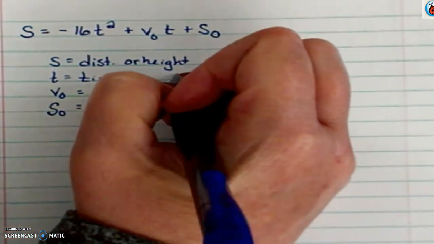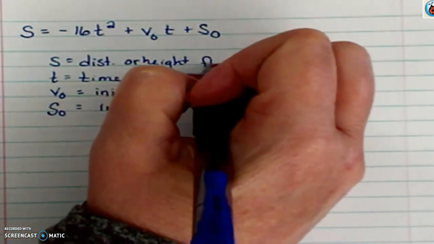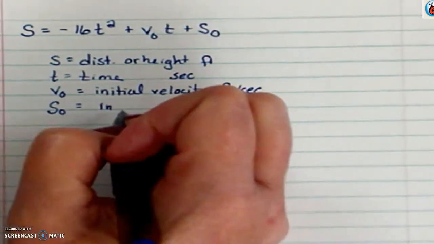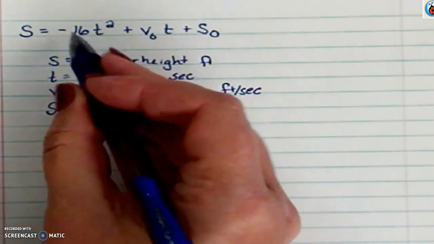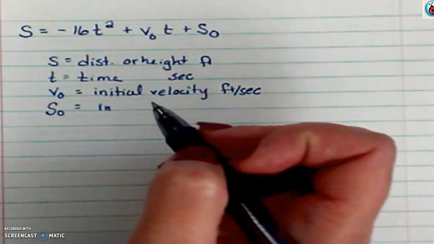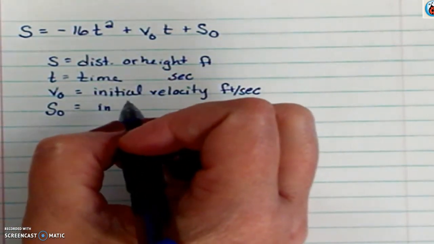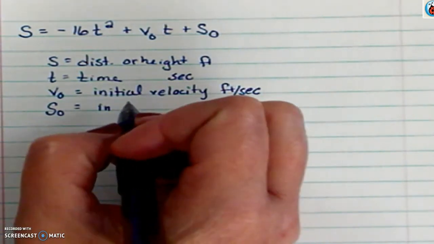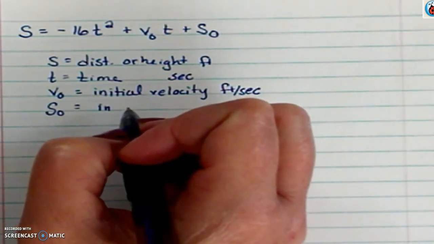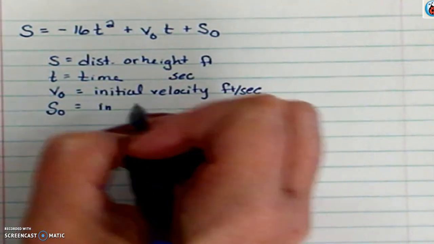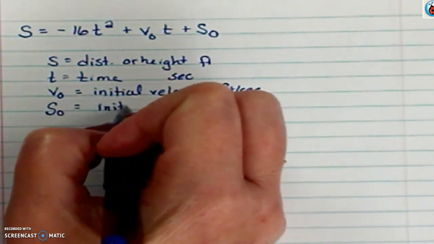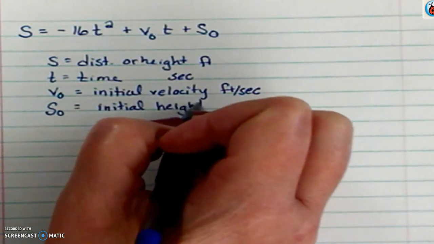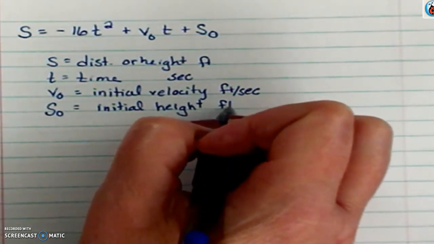I better put this down. This is in seconds, this is in feet, this would be in something like feet per second. And it will be in feet because you're looking at 16. If you change it to meters per second, you would have a little bit different equation. So s sub o, as I mentioned, is the initial height, and that will be in feet.